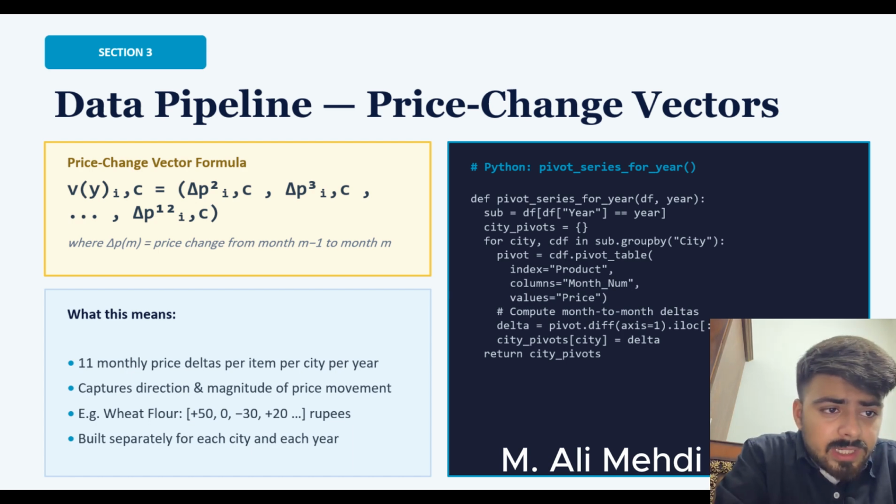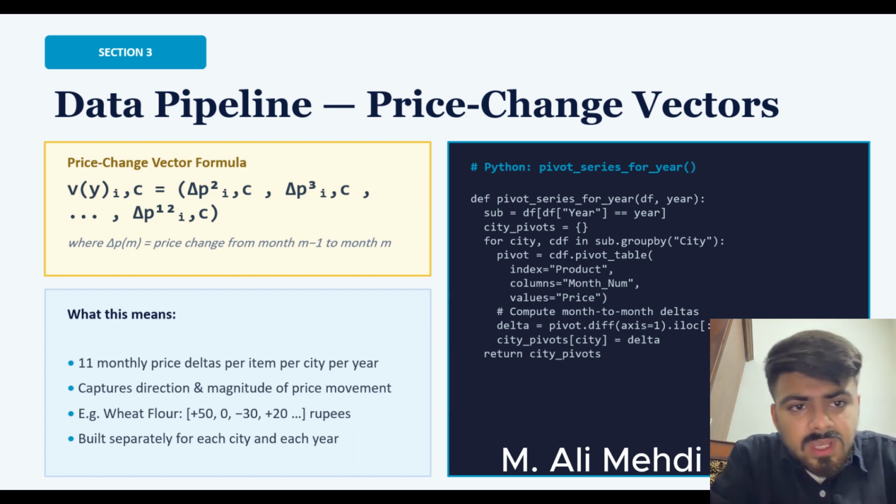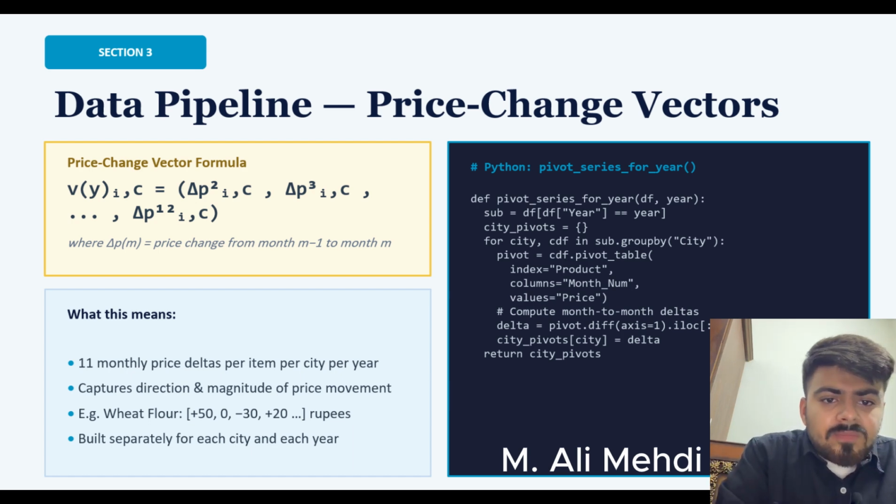For each item and each city, we built what is called a price change vector, a sequence of 11 numbers representing month-to-month price changes from February to December. For example, if wheat cost 1200 rupees in January and 1250 rupees in February, the first entry in that vector is plus 50. We do this for all 12 months, giving us a vector that captures the direction and magnitude of price movement across the year.